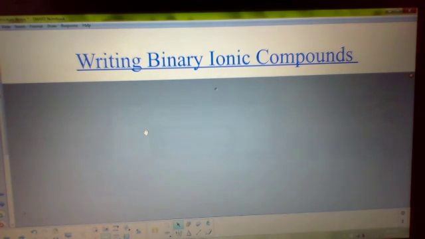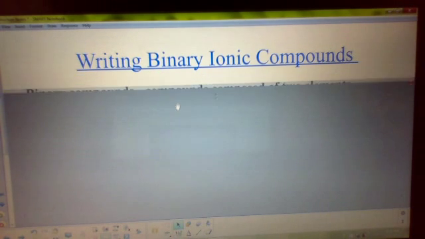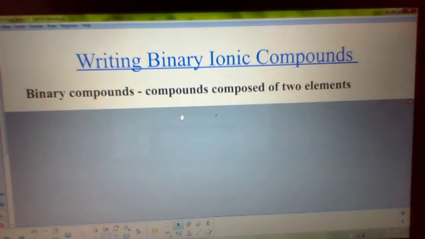Hopefully everybody's ready now. What we're doing is writing binary ionic compounds. So we're going to be taking the elements, taking their charges, and combining them together to make different compounds, as in H2O, using the element symbols to write compounds. Now the first set, we're going to be working with binary, meaning two. So binary compounds are composed of two elements. And there are specific rules that go along with this.